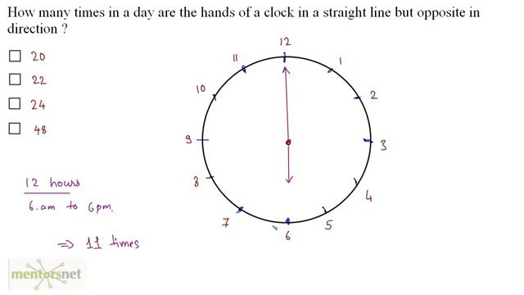So for 12 hours, this phenomenon where the two hands come in a straight line but in opposite direction happens 11 times, right? So one day consists of 24 hours. So in 24 hours, it will happen 11 times 2, that is 22 times, right? I hope you got the point. So option B is the correct answer.